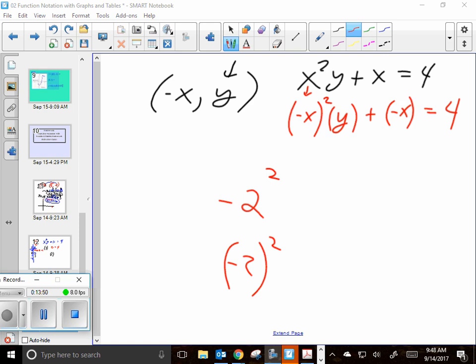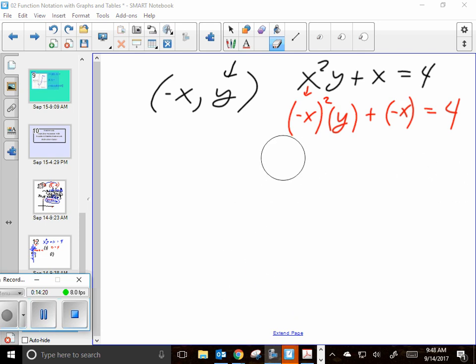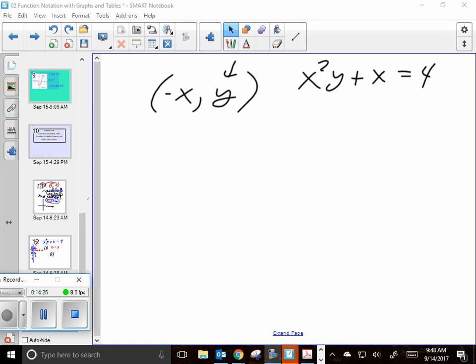Now I multiply it all out, and I see if it looks identical to the original. Negative x squared becomes x squared, y plus negative x, which I can say minus x equals 4. Is that identical to the original? No, and therefore it does not have, which kind did we just test for there? Y-axis symmetry. All right. Would you please test for x-axis symmetry next? Test this for x-axis symmetry with a different rule that you should be able to figure out.